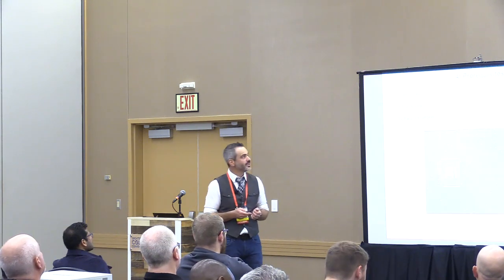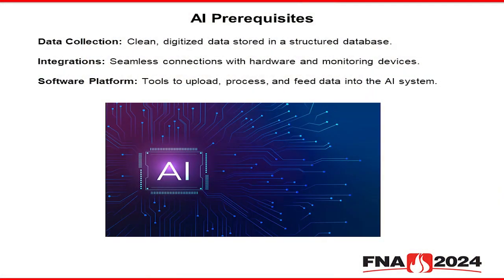So a quick prerequisite: how do we get to using a lot of these AI systems as opposed to maybe what you're using today? Data collection is the most important piece. It's being able to use your existing systems, export the data, and put it into some kind of structured database so that the data is clean and uniform, so that we can put it into a data model.